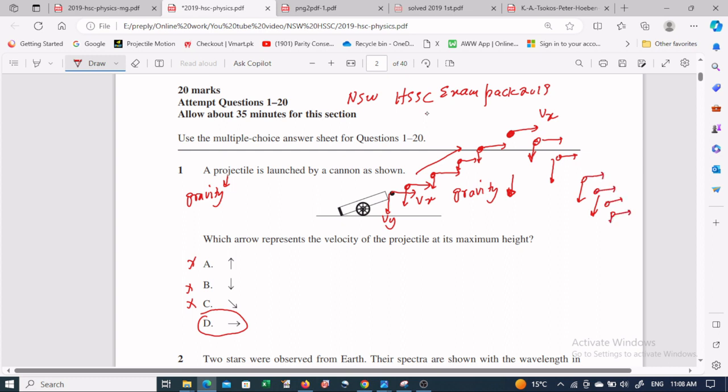So the y component increases, and before hitting the ground it has its maximum y component. At the highest point it has only an x component, so option D is the correct one.